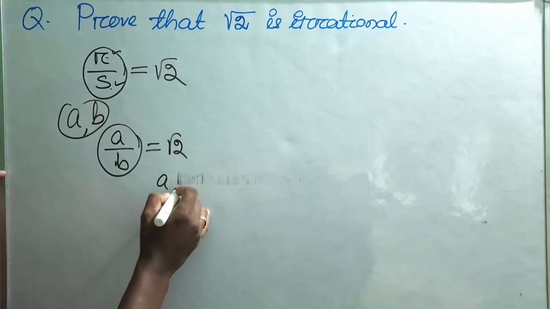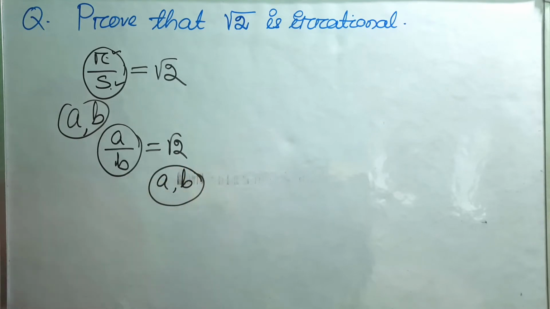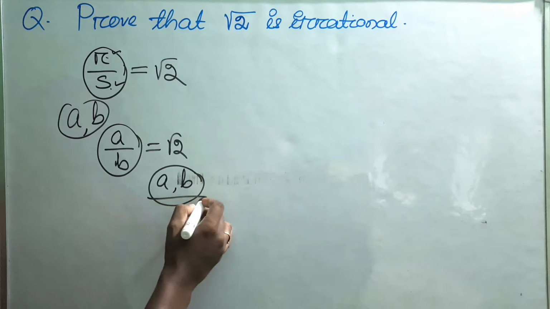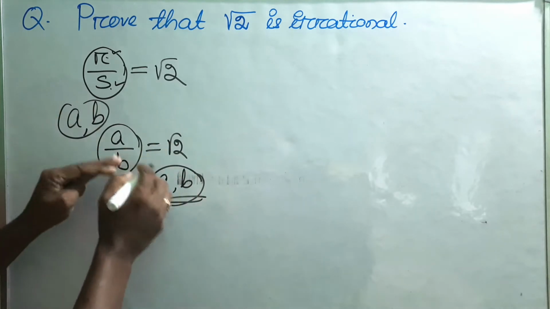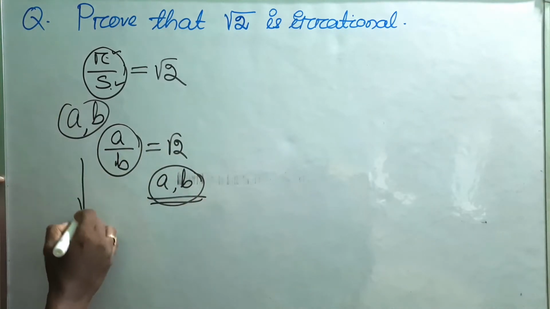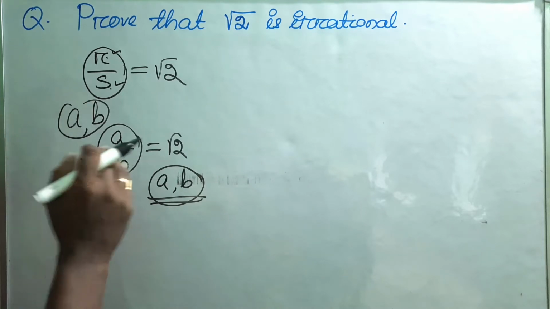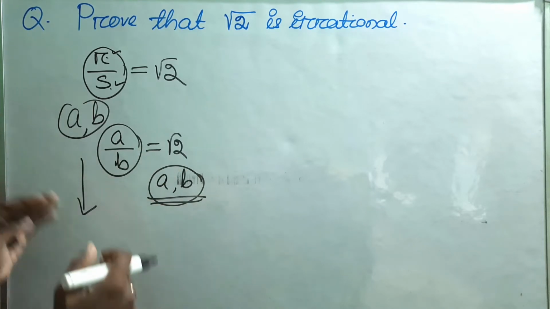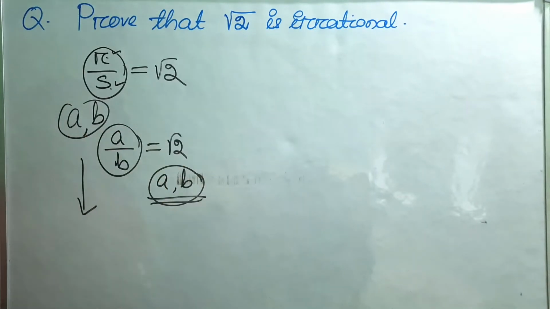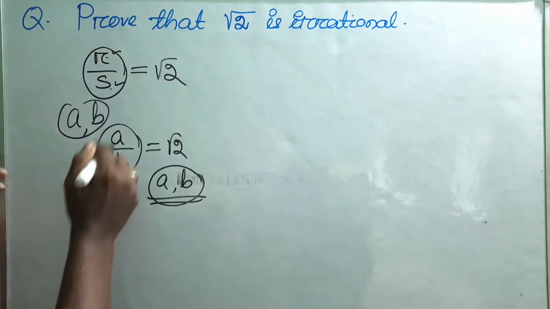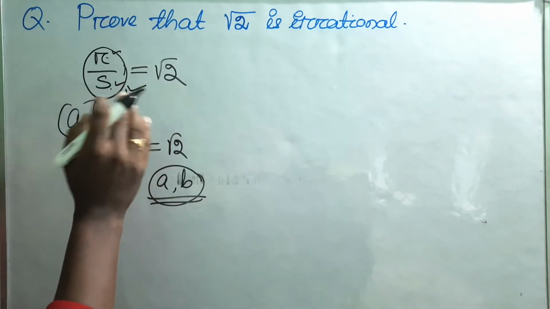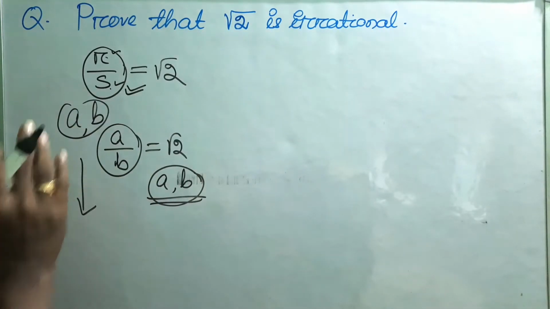Now A and B become co-prime. It has assumed that this is co-prime, and then proceeded further, and ultimately at the end it has proved by the method of contradiction that root 2 is irrational. So only this portion is creating confusion in the minds of students.